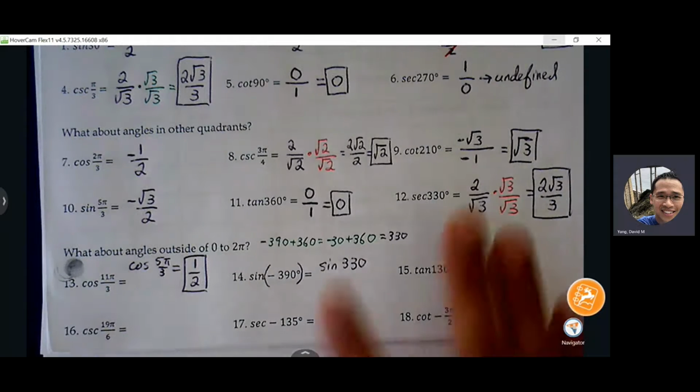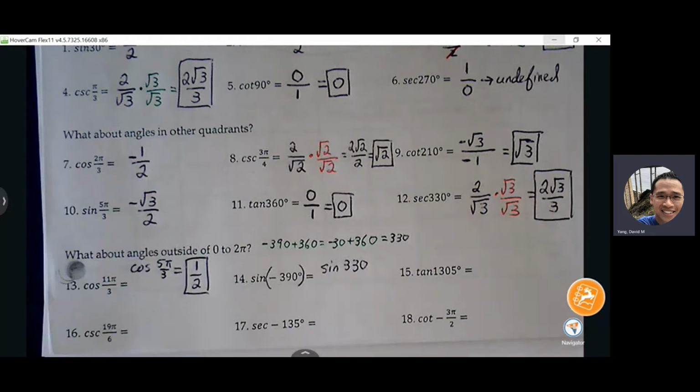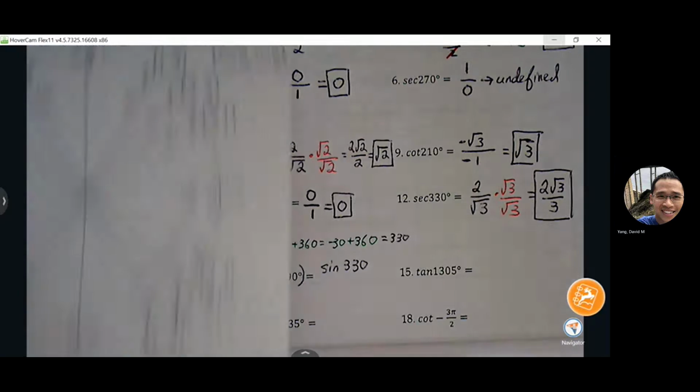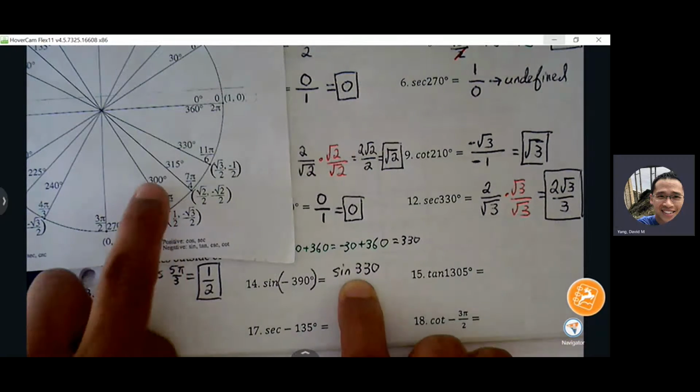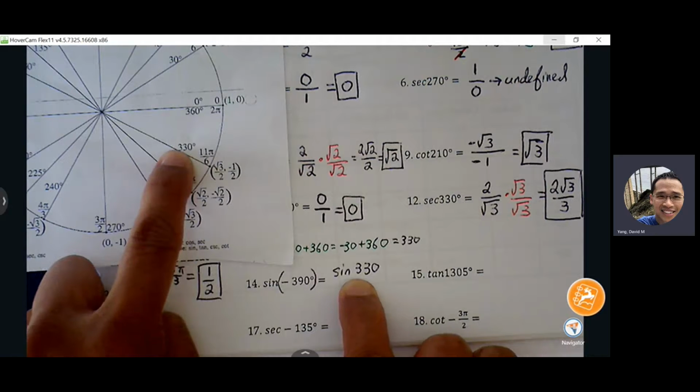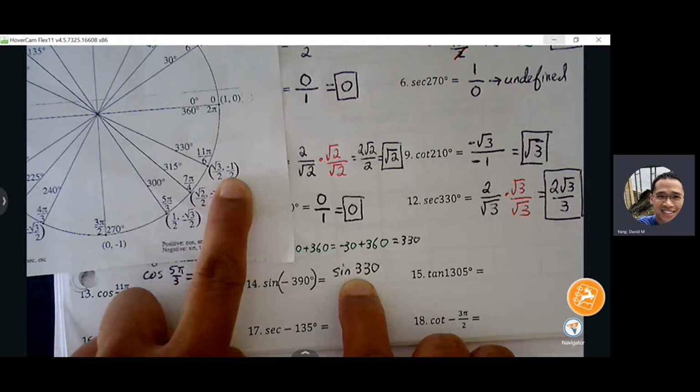Okay, next up, sine of 330. Is everybody good? How we got from negative 390 to 330? So sine of 330, we find 330 here. Sine is the y value. Negative 1 half.